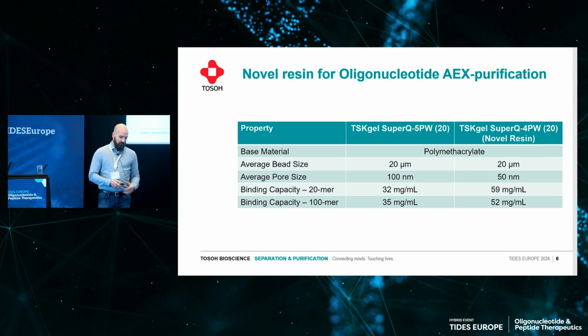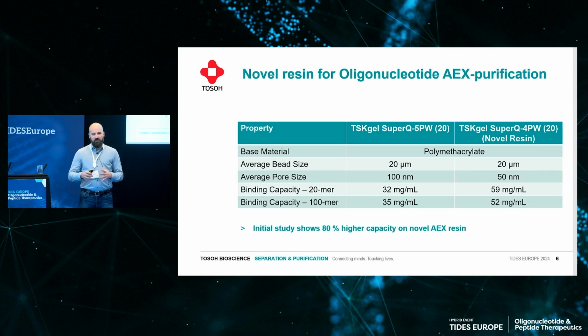So with short 20-mer oligonucleotides, we could almost double the binding capacity, and with a longer 100-mer oligonucleotide, we have something like 60-70% more binding capacity. This is just a high-level overview, but we tested it with many different oligos, and on average, I would say we were able to achieve 80% higher capacity. But I think, having more capacity, it's nice and good, but in the end, you want to see how it behaves when you're actually separating something.